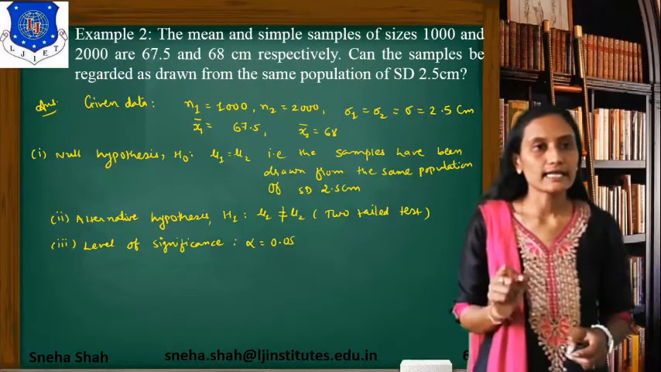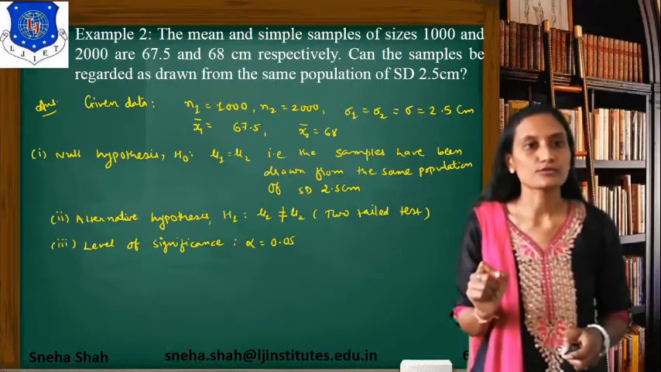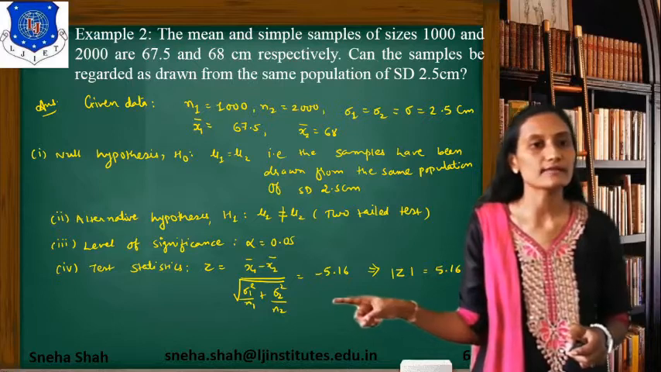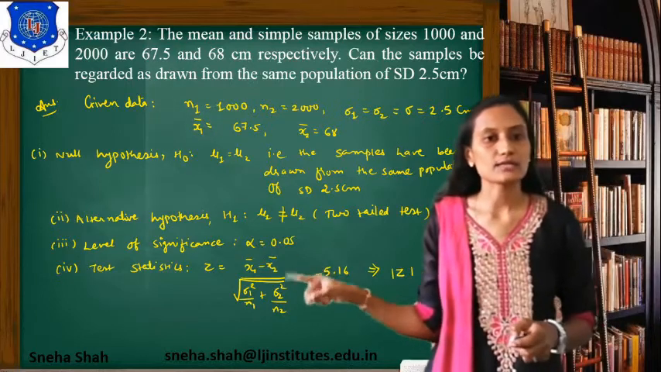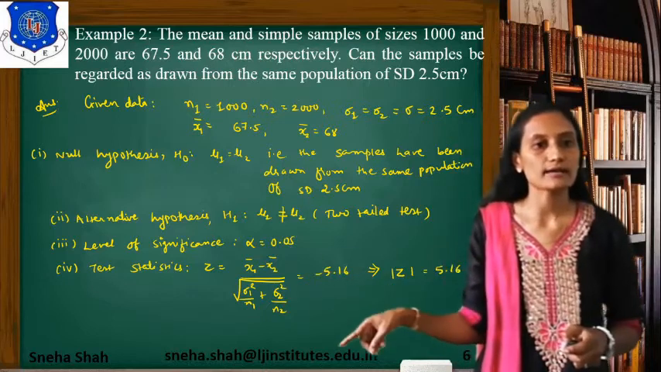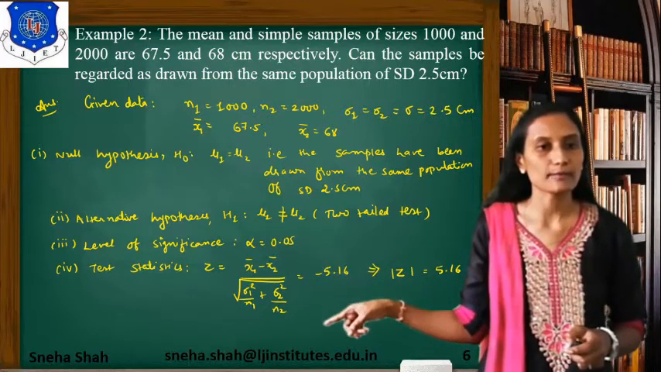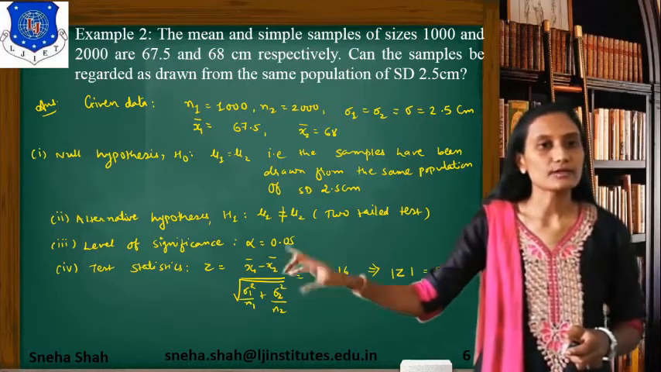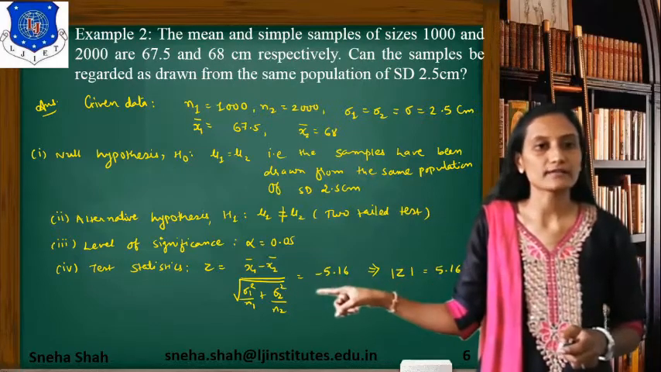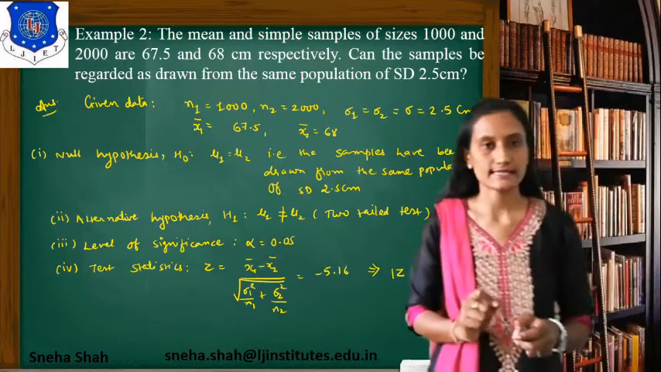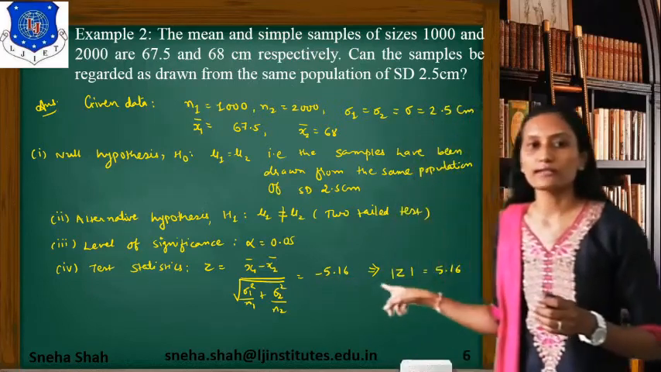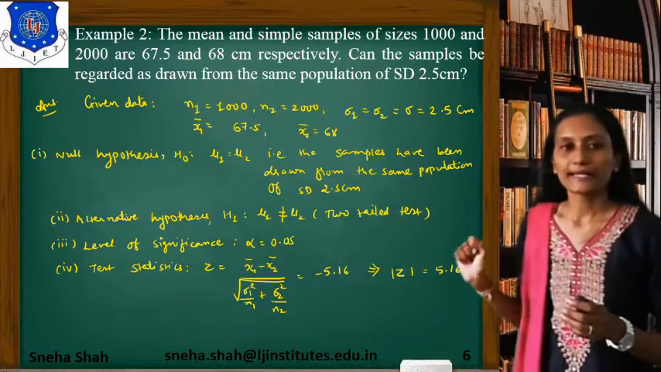Now we find the value of the test statistic. What is the test statistic? As you know, the equation is z equals x1 bar minus x2 bar upon under root of sigma 1 square upon n1 plus sigma 2 square upon n2. Now we put in all the values, and after solving, the answer is minus 5.60. Now if we find the value of mod z, its value equals 5.60, right?